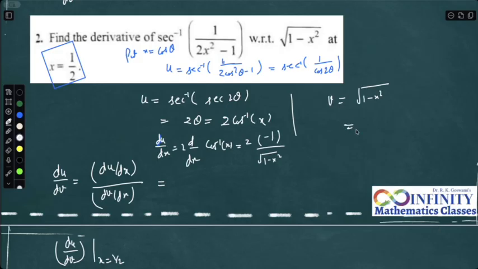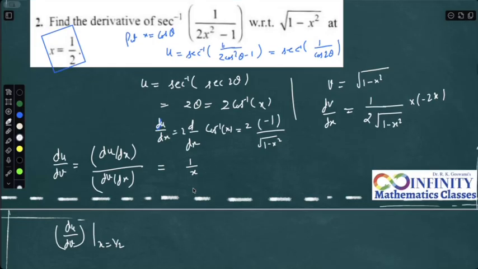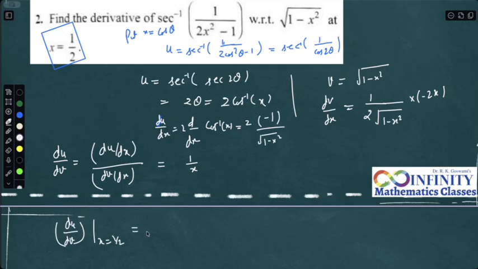Just tell me once more, what is dv over dx? 1 over 2 into square root of 1 minus x squared into minus 2x. Perfectly okay. 2x will be cancelled out. So the derivative will be having 1 over x only. Am I right? Yeah, you're right. If we just divide the numerator and denominator, it will be the same. So now just plug in the value. x equals half. It is going to be 2. This is the answer for you.